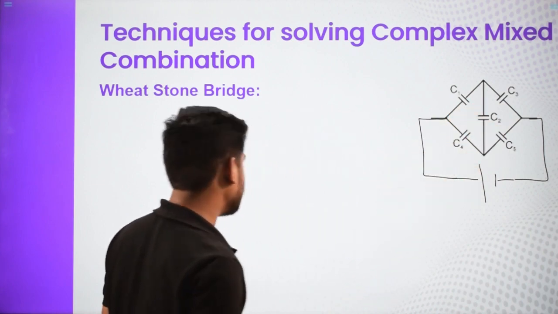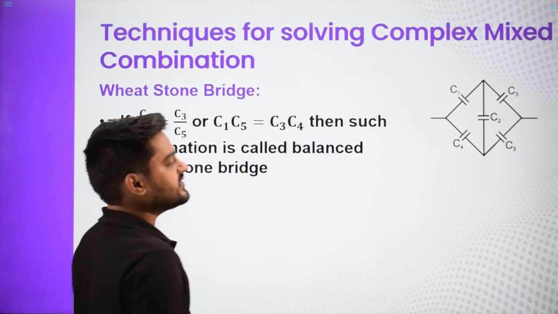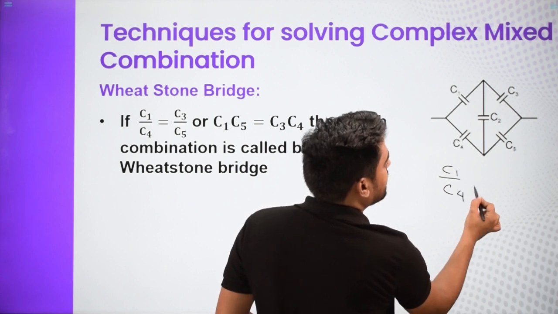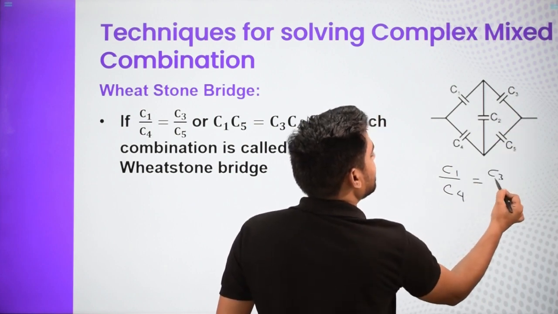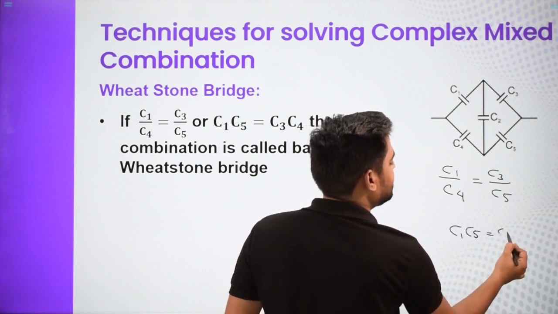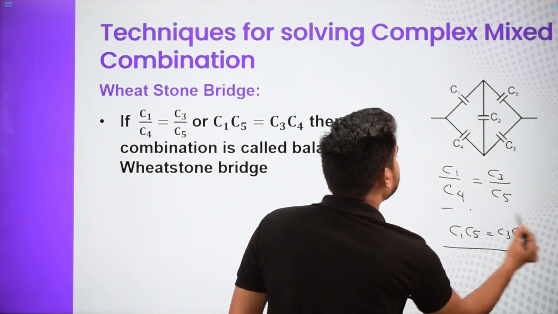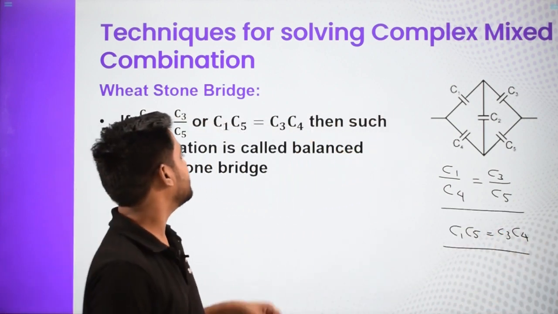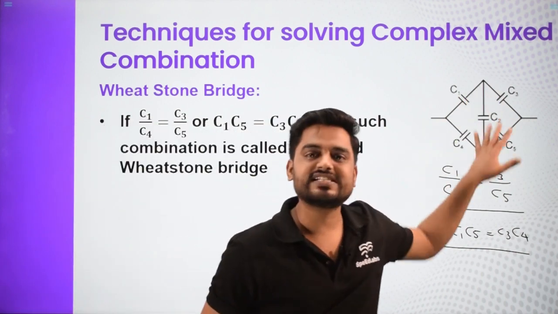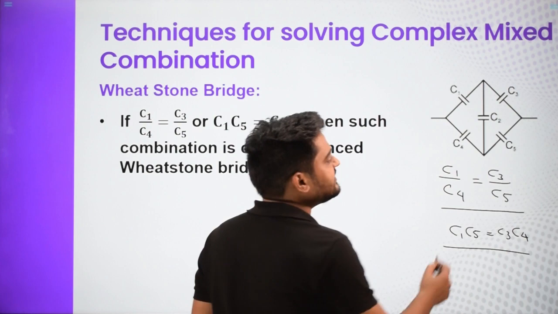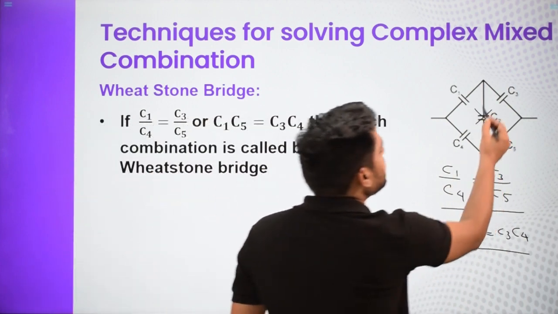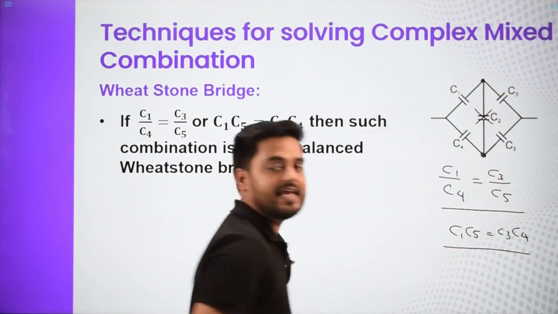So if this is the situation, then if C1 upon C4 is equal to C3 divided by C5, or we can also write C1 C5 is equal to C3 C4, and this condition is satisfied, then this is called the balanced Wheatstone bridge. And if a Wheatstone bridge is balanced, then what can be done? We can simply say that there will be no charge flow on this capacitor because the potential of this point and this point will be the same.